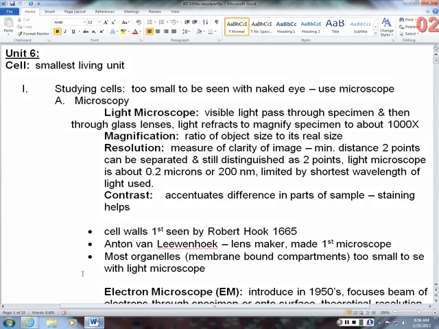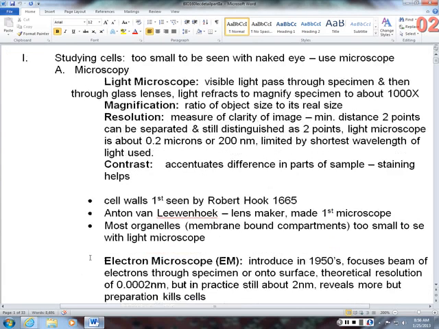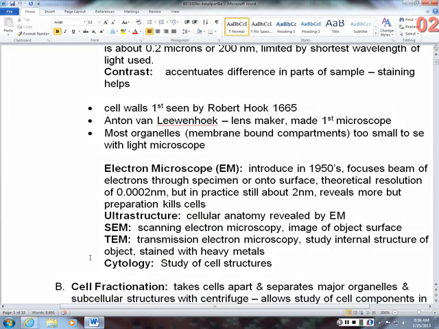So cell walls were first seen by Robert Hooke in 1665. And Anton van Leeuwenhoek was a lens maker that made the first microscope. The first microscope was essentially a magnifying glass. He was a lens maker, and he actually called what he saw beasties. So that was how they saw them. It wasn't an elaborate microscope like you're picturing yourself using. It was a magnifying glass that they used.